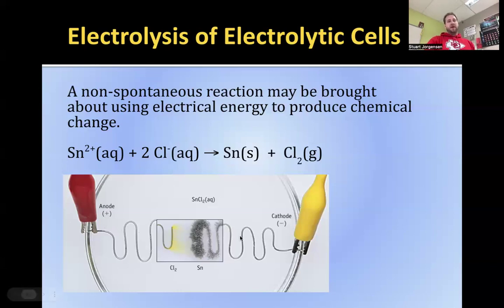Here's an example of how we can use our two electrodes to make tin chloride come apart. We get pure tin metal plating on the cathode, and we get chlorine gas starting to eke out at the anode, which would cause internal bleeding if you were to breathe it in. But this is how we get a lot of our elements.